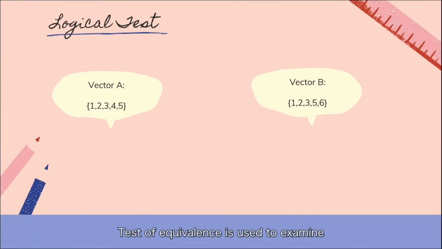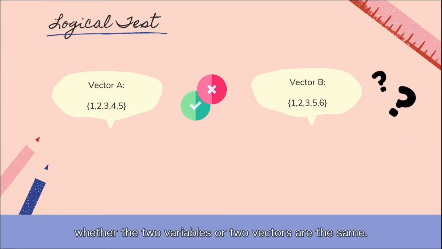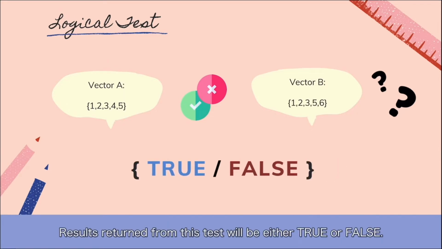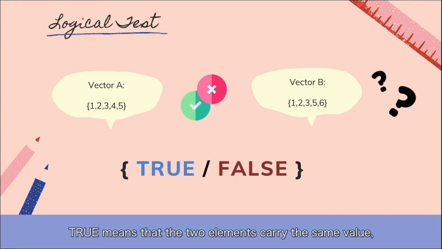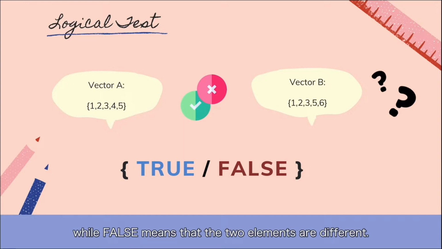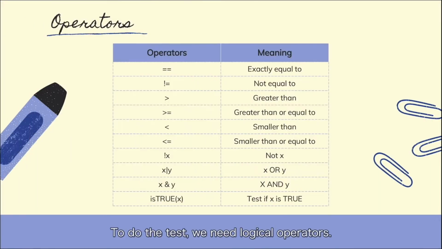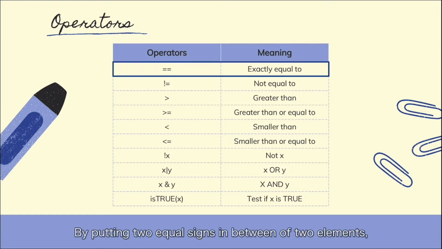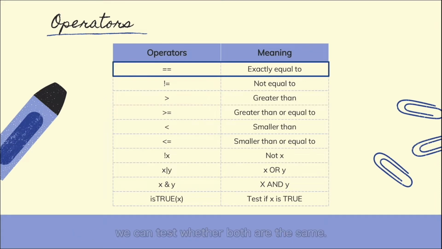Test of equivalence is used to examine whether the 2 variables or 2 vectors are the same. Results returned from this test will be either true or false. True means that the 2 elements carry the same value, while false means that the 2 elements are different. To do the test, we need logical operators. These are logical operators. By putting 2 equal signs in between of 2 elements, we can test whether both are the same. Let's look at the demonstration to get a deeper understanding of how this works.